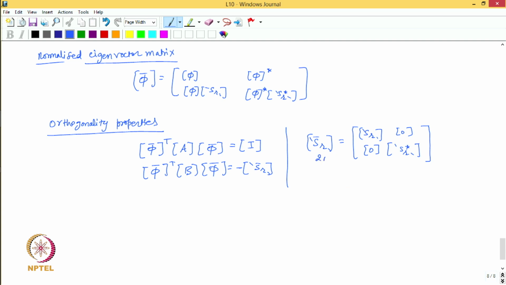So, this is a 2n by 2n matrix and this is a matrix of size n by n, and this also is a matrix of size n by n. All these matrices are of size n by n. So, these are the orthogonality properties in terms of the mass normalized, in terms of the normalized eigenvectors. Okay. So, now we are in a position to define modes, right.